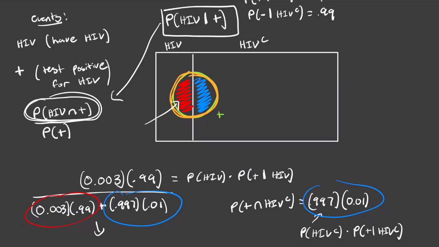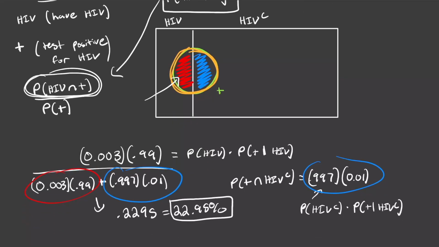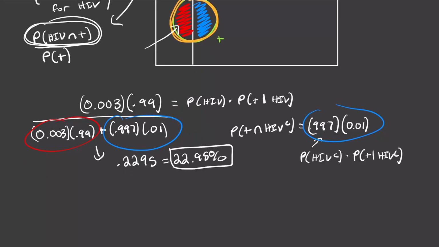We have all the numbers, and when we do so, we're going to get 0.2295, so that's equal to about 22.95%. So given that you test positive, you only actually have HIV 22.95% of the time, which is obviously surprising, right? And the reason this number is so low, given that the test is 99% accurate, is just because the percentage of people who don't have HIV is so much higher than the percentage of those who do.